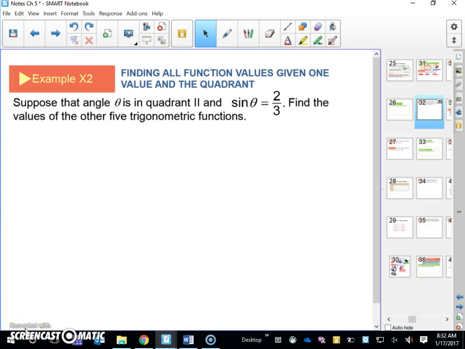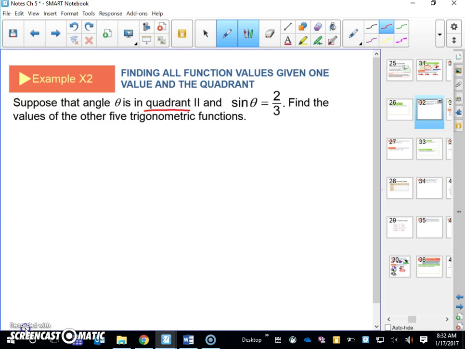Example x2. Suppose that angle theta is in quadrant 2 and sine theta equals 2/3. Find the values of the other 5 trig functions. Okay, so there are 2 ways to do this. There are 2 ways to do a lot of these problems. Geometrically means you do it by drawing a picture. Algebraically means you do it by using equations and stuff.